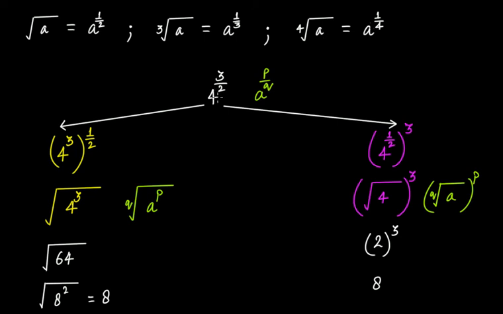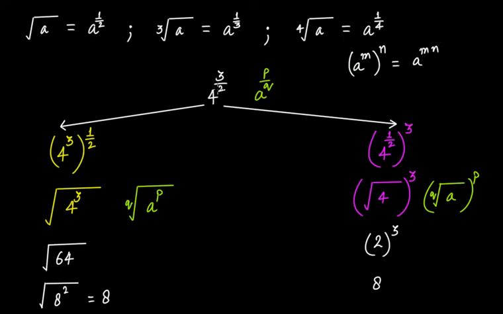So from here you can clearly see that if we apply the laws of exponents, if your base is a raised to the power of m, whole raised to the power of n, then this is equal to a raised to the power of m multiplied by n.